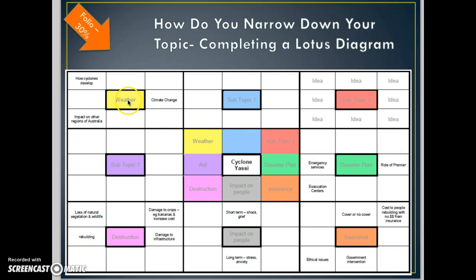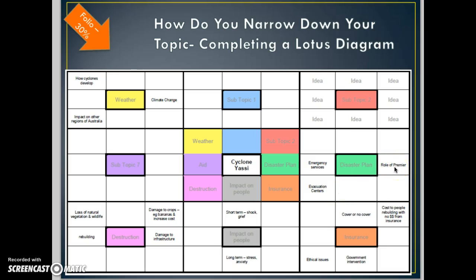So weather goes in over here. What's related to weather and Cyclone Yasi? So how cyclones develop, impact on other regions of Australia, climate change. What about destruction? What's related to both destruction and Cyclone Yasi? Loss of natural vegetation and wildlife, rebuilding, damage to crops, e.g. bananas and the increased cost of bananas for everyone else around Australia, damage to infrastructure. What about disaster plans? Emergency services, evacuation centres, the role of the Premier.